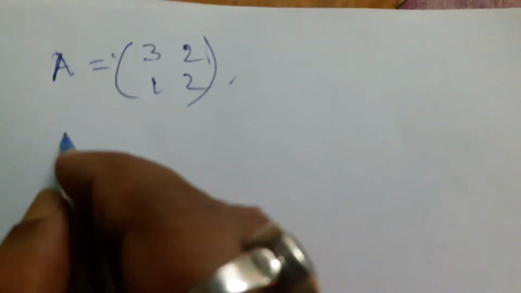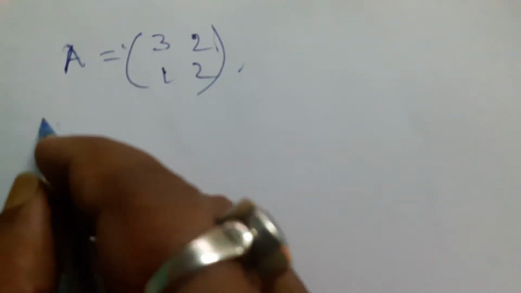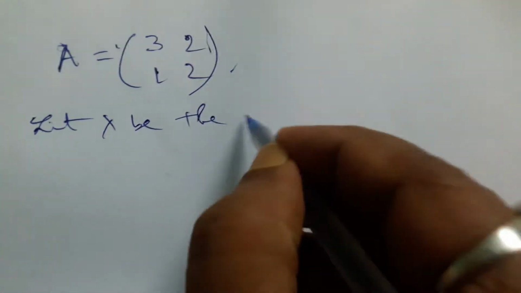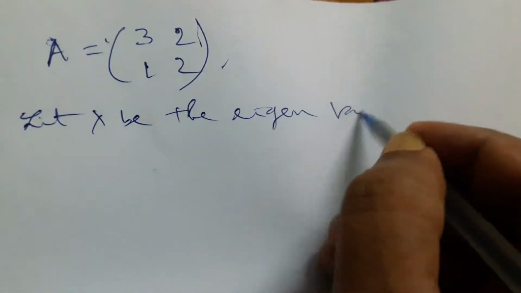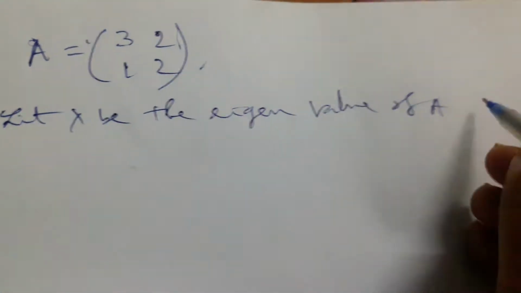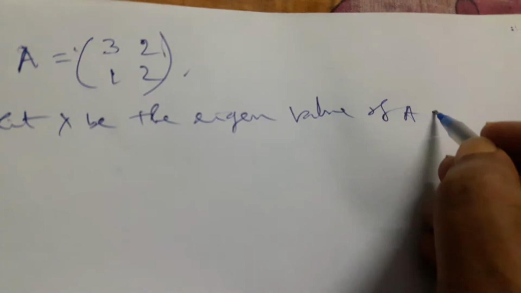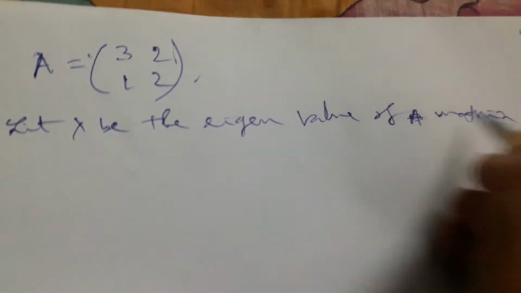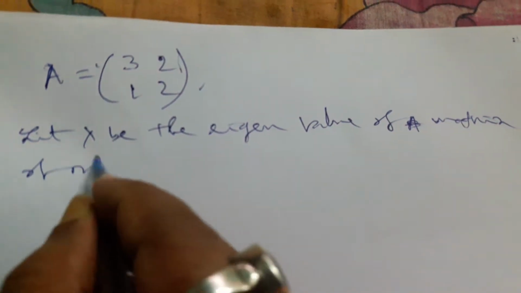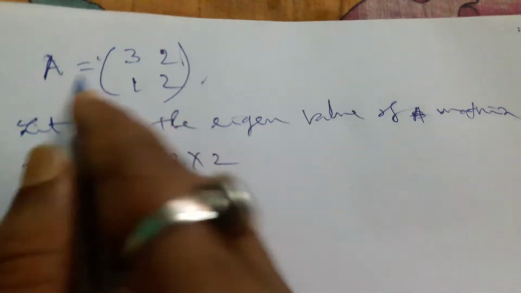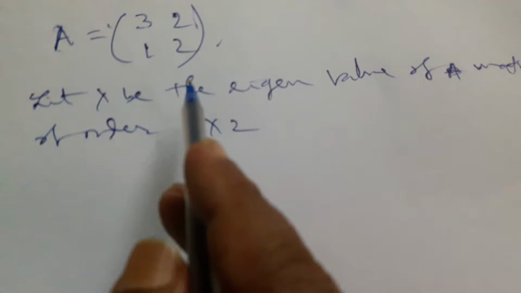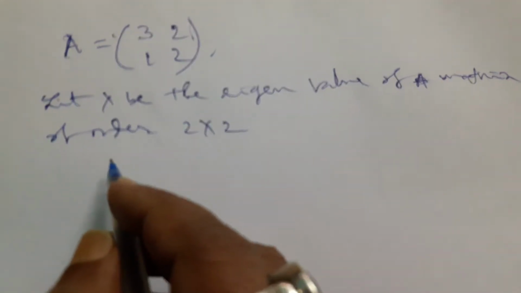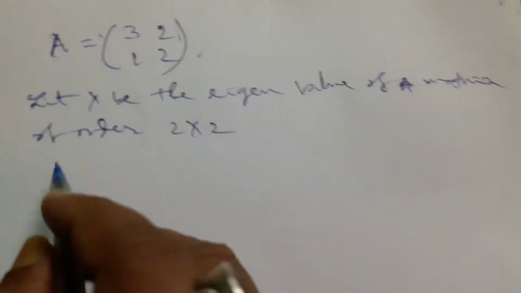At first, to find the eigenvector, we have to calculate the eigenvalue. Let lambda be the eigenvalue of matrix A of order 2 by 2, and obviously A must be a square matrix. This is the main criterion to find the eigenvalues and eigenvectors: every matrix must be a square matrix.